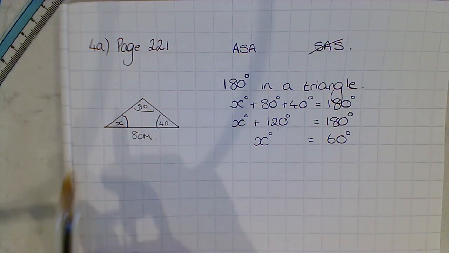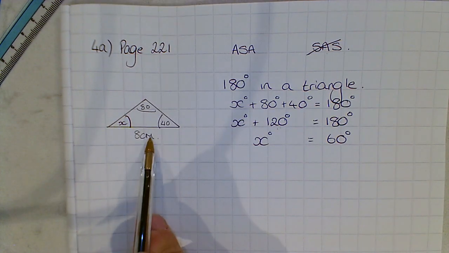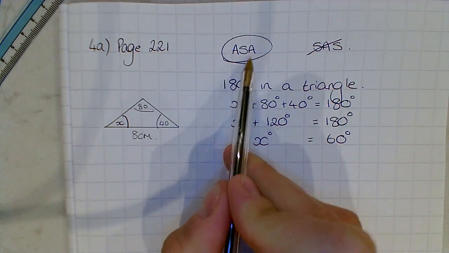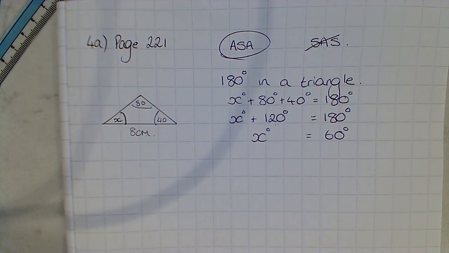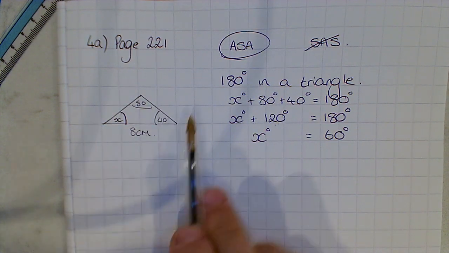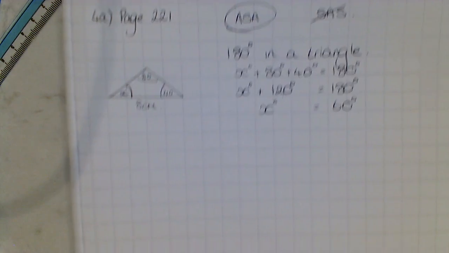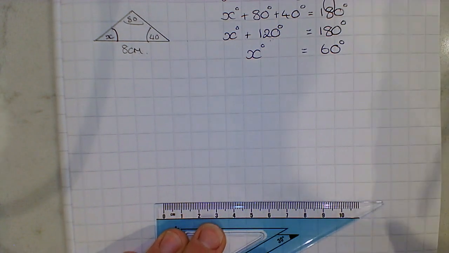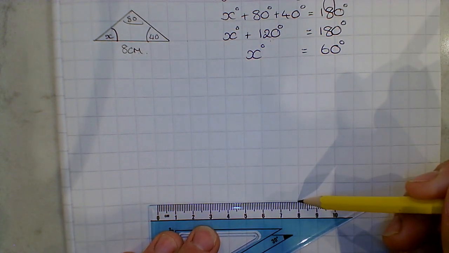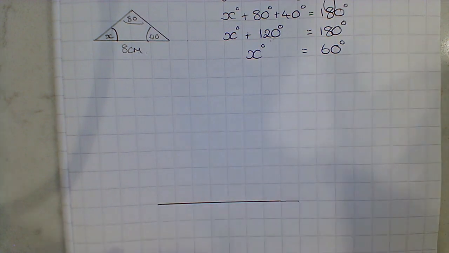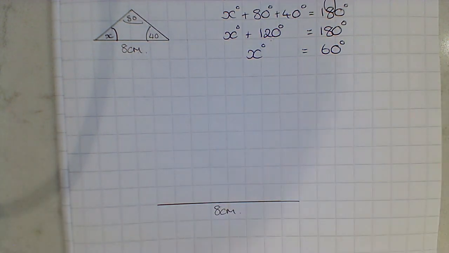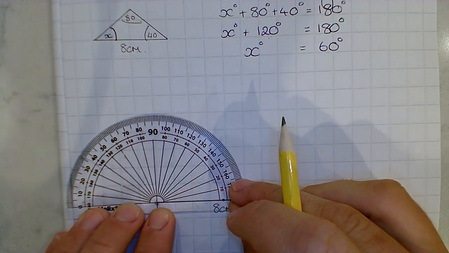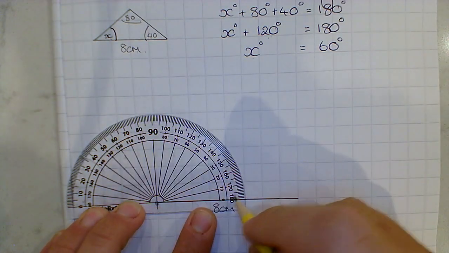Okay, so if I know this angle, and I've got this side, and I know this angle, I have now got 2 angles and an included side. So that way I can now accurately construct that triangle there. So if we just have a go at doing that, we're going to draw ourselves an 8 centimetre line. So nice and quickly, 8 centimetres, and we're going to label it. Get our protractor, measure our 60 degrees on the left, because that is what X was. 60 degrees, it's up here.